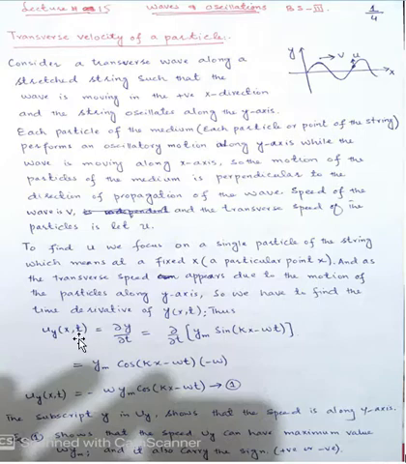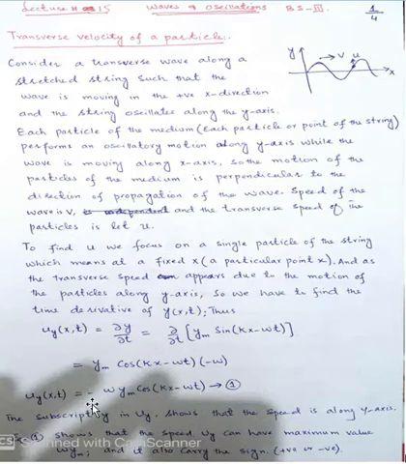So the vertical velocity can easily be written as the partial derivative of y with respect to t. That is, partial over partial t of ym sine of kx minus omega t, and if we differentiate it, we get cos of kx minus omega t times minus omega. The net result is minus omega ym cos of kx minus omega t. So this is the velocity of the particles of the medium along the y-axis.